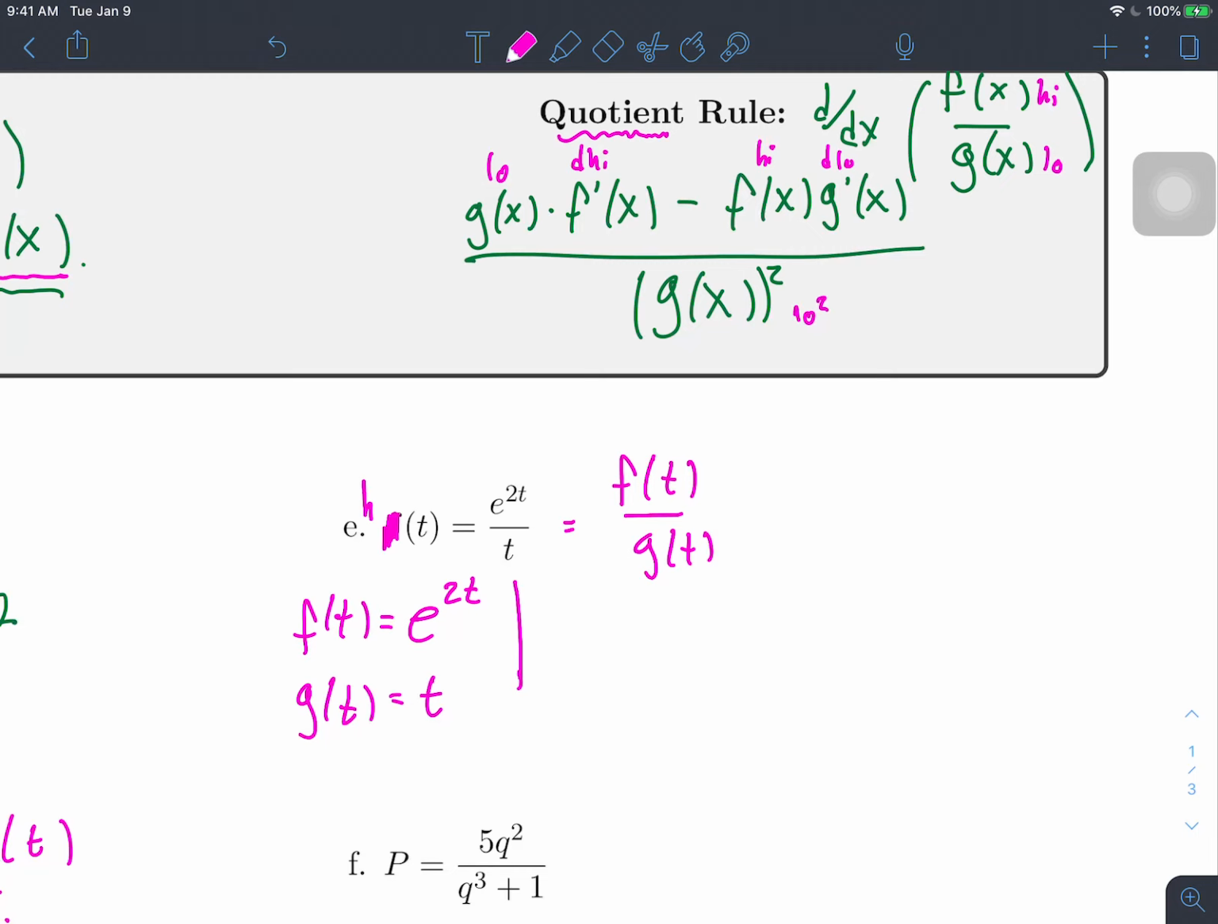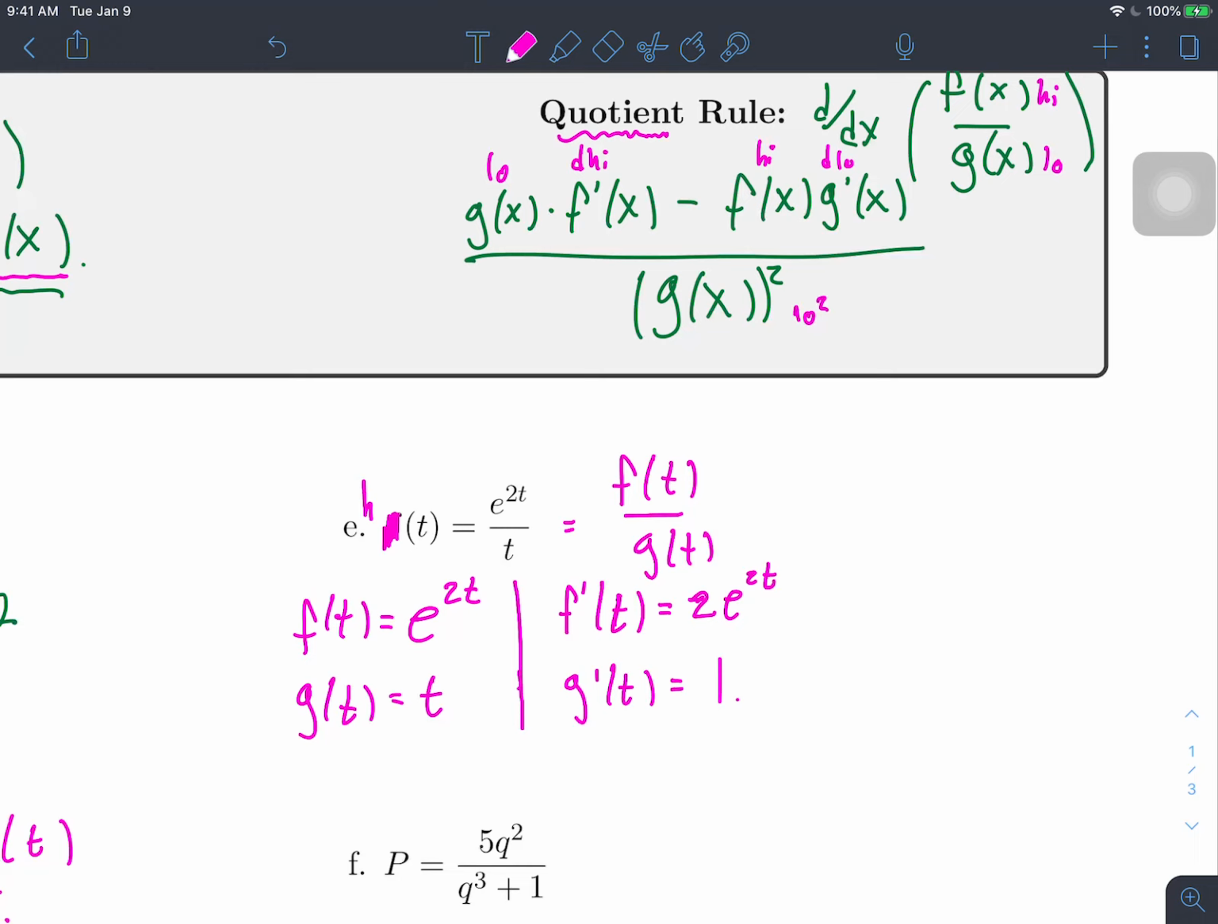Okay, step 2, find their derivatives. I think we've already even done both of these derivatives today. f prime of t is going to be 2e to the 2t. We can use the e to the kx rule or chain rule to do that. To do g prime of t, that's pretty easy. We just use the power rule, or you could think of it as the linear function rule. It's just going to be the slope of that linear function, which is 1.